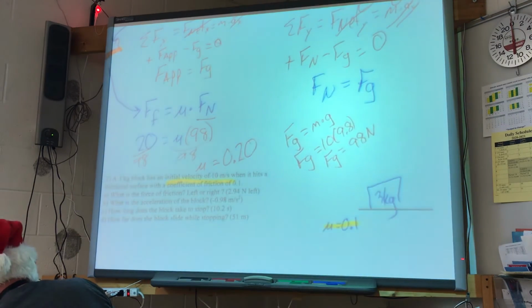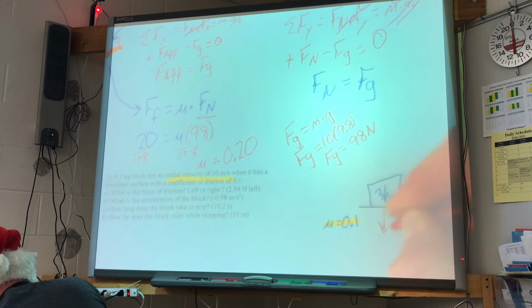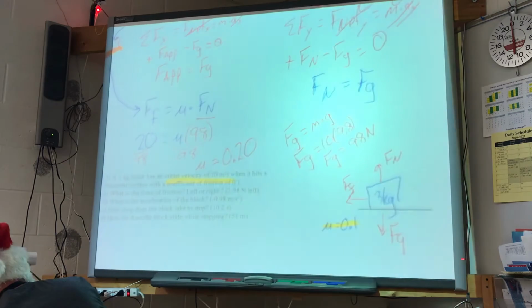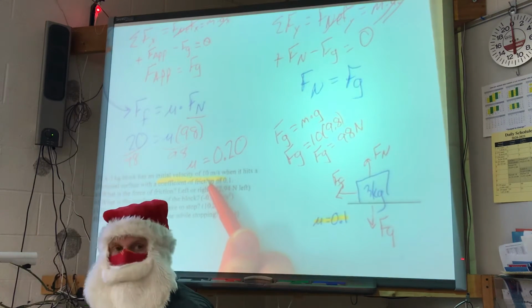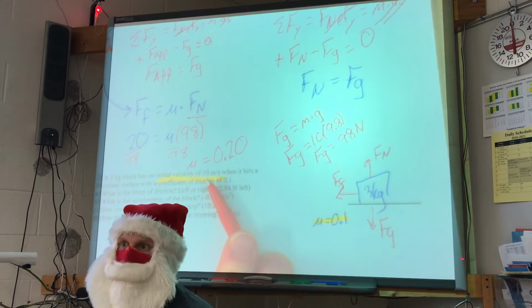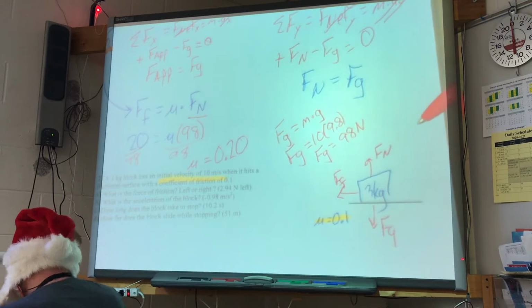So what forces are acting on this thing? We have gravity, a normal force, and friction. We know there's a force of friction because there is a coefficient of friction. If coefficient of friction is 0, that'd be frictionless, then there'd be no friction. But there is a coefficient of friction, therefore there is going to be friction. Anything else?